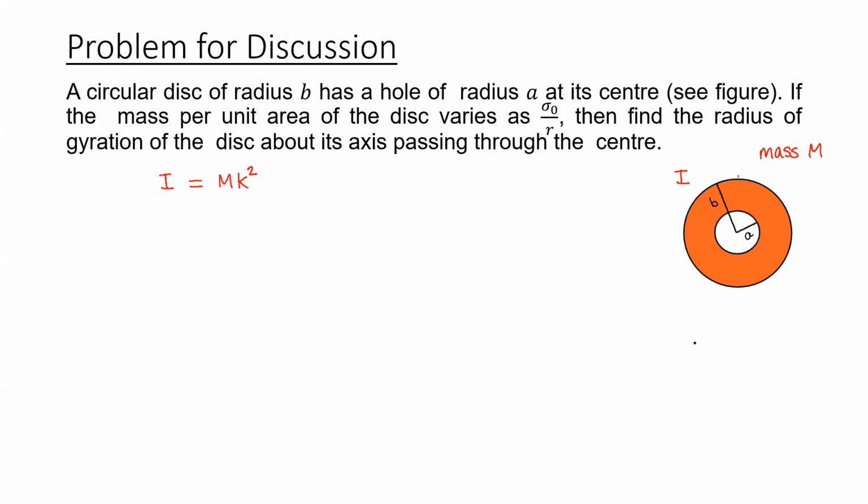You understand? So here I don't know the mass of this annular disk, and I don't know the moment of inertia. I need to find both of them. So first, if I want to find the mass, I will take this disk, and I can say that it is a collection of concentric rings.